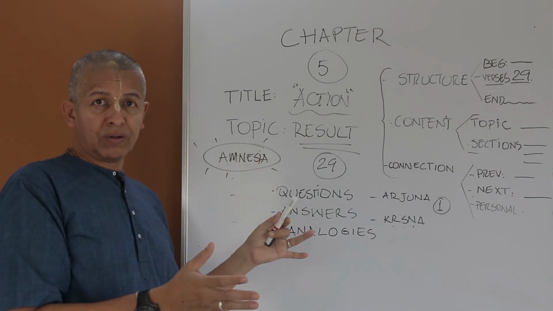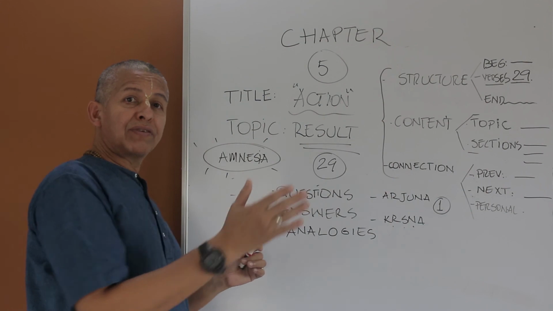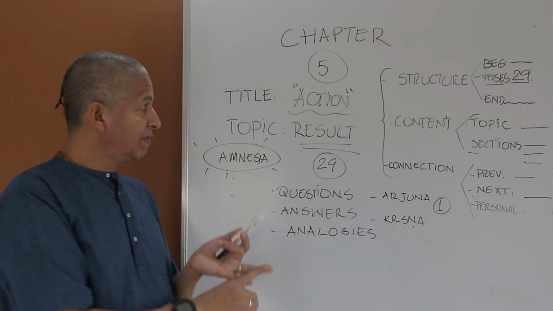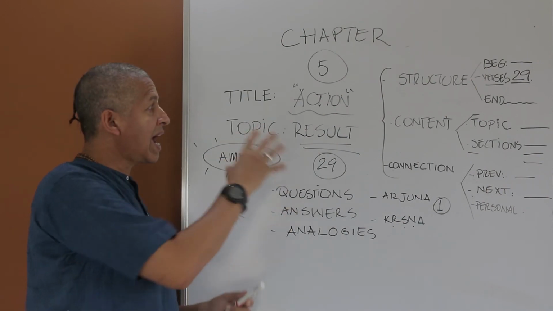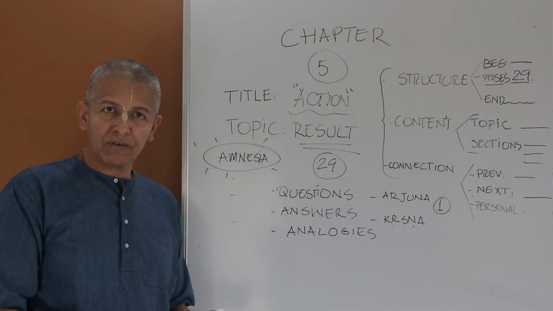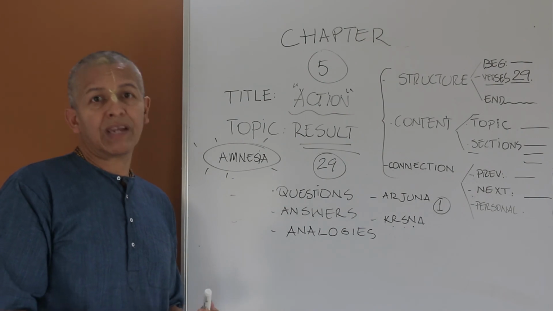What do we need to know? The before and after of Krishna consciousness. The first chapter was the lamentation, and the 5th chapter is the after. What happens after you apply the knowledge that Krishna has given us so far in chapter 2, 3, and 4.